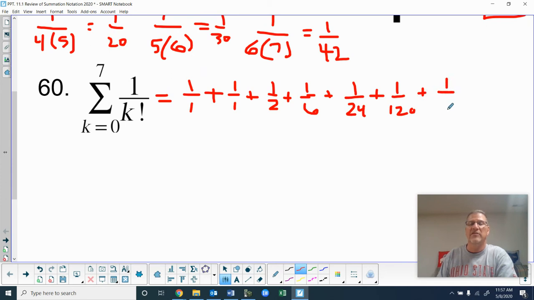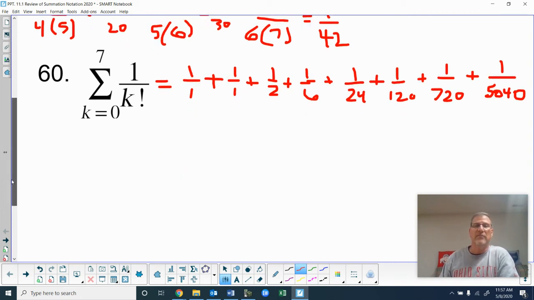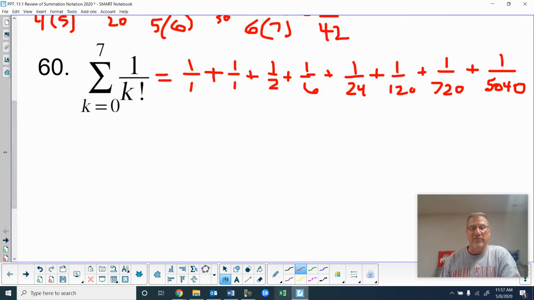So I have my 120, so I have to multiply it by 6, which is 720. And then 720 times 7 is 5,040. So there's our 8 answers because we had the 0. Again, 0 factorial was 1, and 1 factorial was 1. And it's 1 over all of these, remember. So then I've got to put that in my calculator.